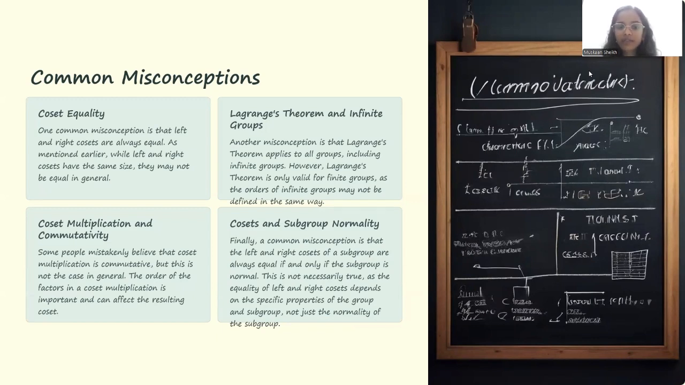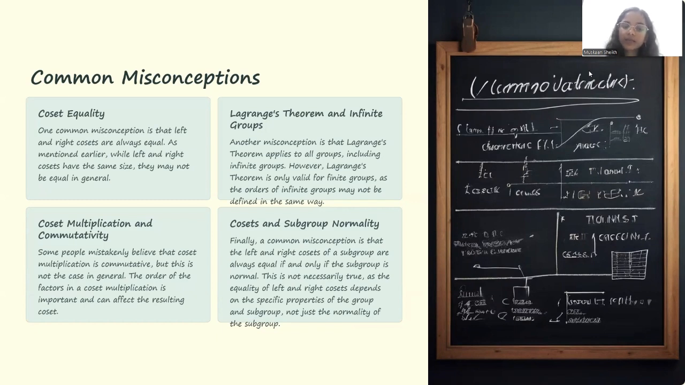Lagrange's theorem and finite groups. Another misconception is that Lagrange's theorem applies to all groups, including infinite groups. However, Lagrange's theorem is only valid for finite groups, as the order of infinite groups may not be defined in the same way. Coset multiplication and commutativity.